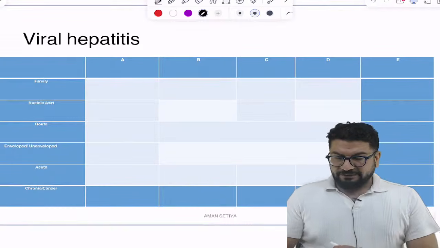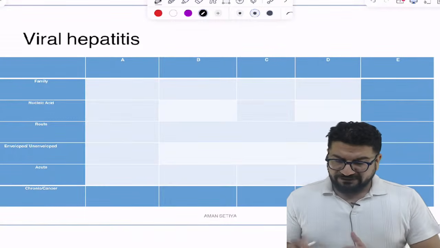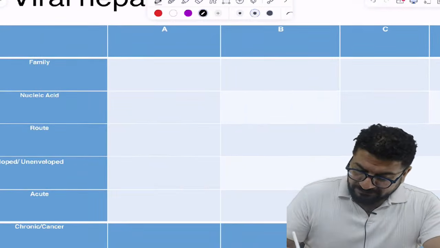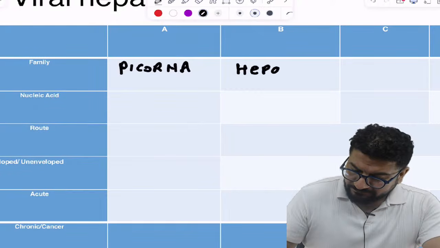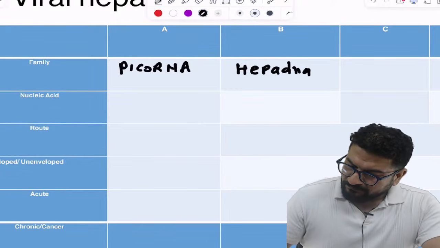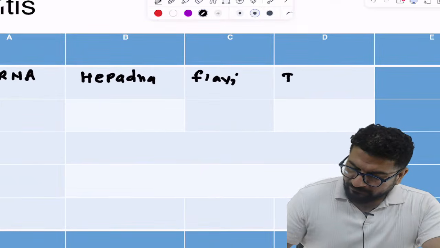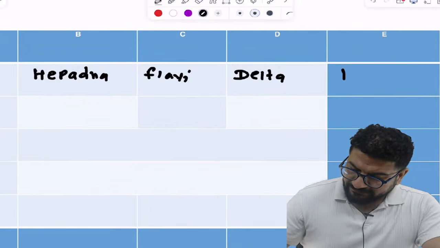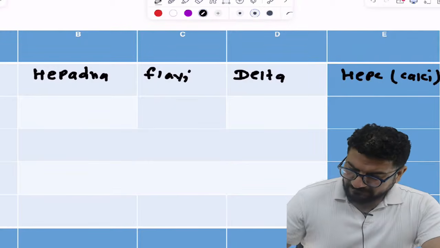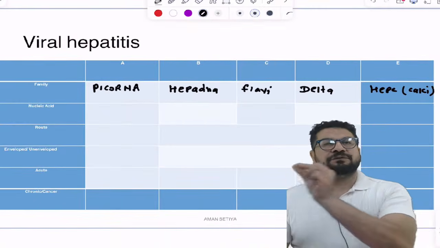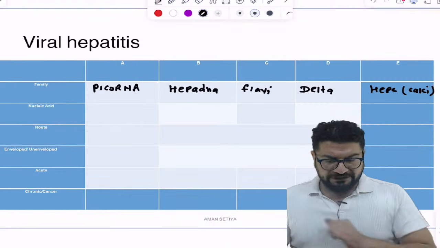So that is non-alcoholic fatty liver disease. Okay, now coming to viral hepatitis. They ask you questions on family, means किस family के members हैं. So just remember, it is picornavirus, hepadnavirus, flavivirus, delta virus, hepevirus. Hepe की subfamily होती है calicivirus. So just remember the mnemonic: PH full dangerous.